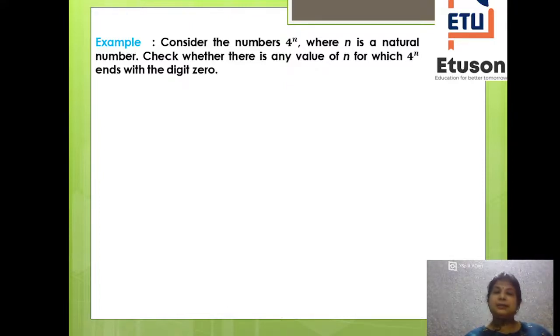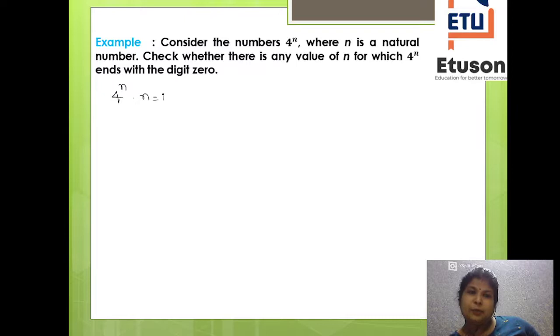And if you are considering the different values of n, you have to check whether there is any value of n for which 4 to the power n ends with digit 0. Now what will we do? First, let us understand what 4 to the power n means in the question. So when you are writing 4 to the power n, that means n can be 1, n can be 2, n can be 3, and so on and so forth till n.